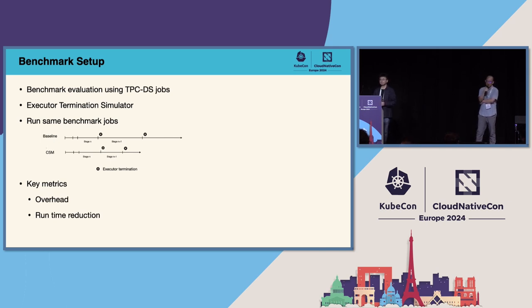The key metrics we care about are basically twofold. One is the overhead. We want to make sure the overhead that we introduced is insignificant, is reasonable. And on the other side, we want to measure the runtime reduction. We like to see the runtime reduced significantly, so we can claim a benefit from that.